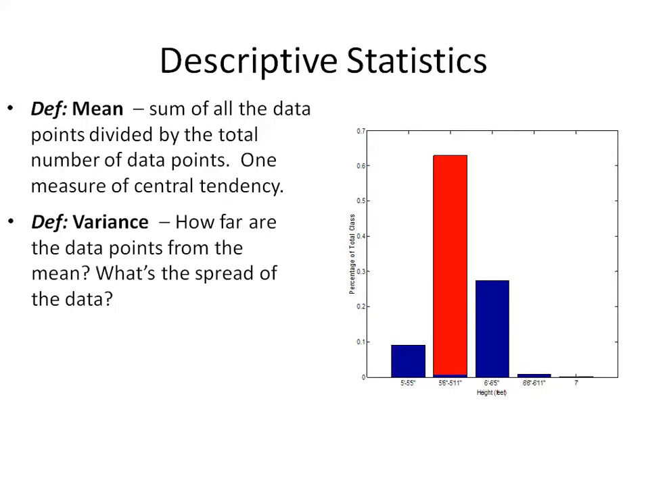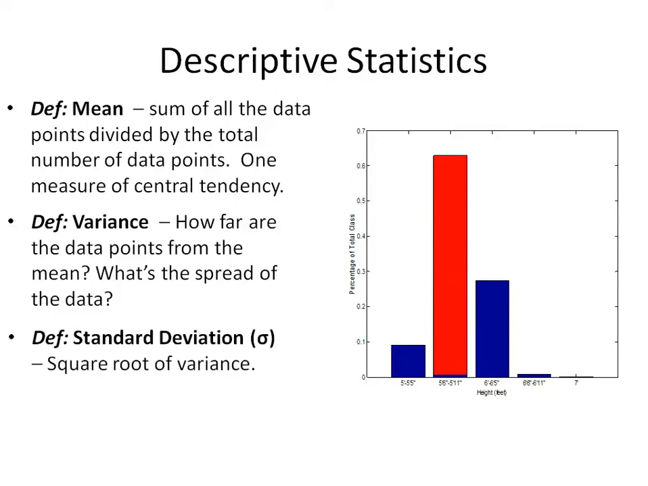Another way to describe the data is the variance. It's asking the question of how far the data points are from the mean. A data set with a very small variance would have most of the data points clustered around this mean value, whereas a data set with a large variance would have a much more spread-out look to the data. And also there's the standard deviation, which for right now we'll just define as the square root of the variance.